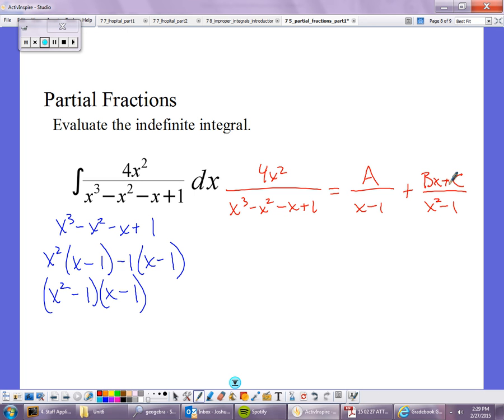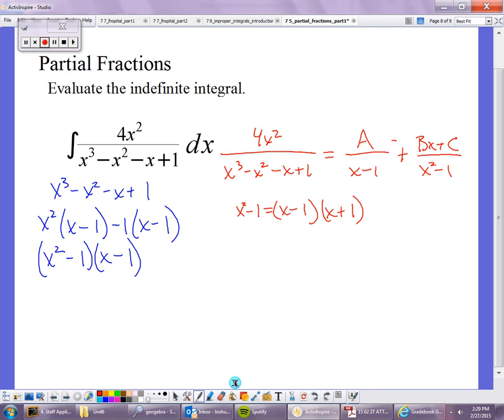I'm going to run into trouble here, though, because I have not completely factored this denominator. When I factor it, x squared minus 1 is equal to x minus 1 times x plus 1. So I've got an x minus 1 hidden in this side, and x minus 1 over here. I have repeated factors, but I haven't put them together. If I try to use partial fractions on a over x minus 1 plus bx plus c over x squared minus 1, it isn't going to work out. I'm going to end up with some bad stuff. I don't even want to talk about it.